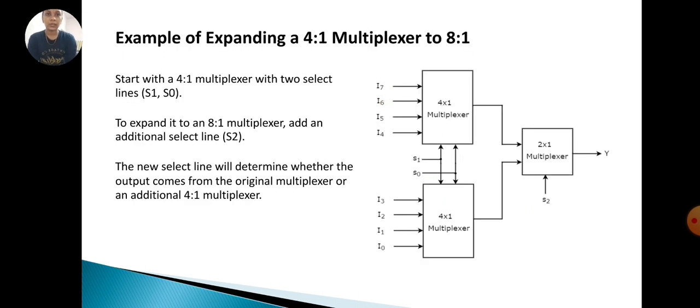Example of expanding a 4:1 multiplexer to 8:1. Start with a 4:1 multiplexer with two select lines S1 and S0. To expand it to an 8:1 multiplexer, add an additional select line S2. The new select line will determine whether the output comes from the original multiplexer or an additional 4:1 multiplexer.